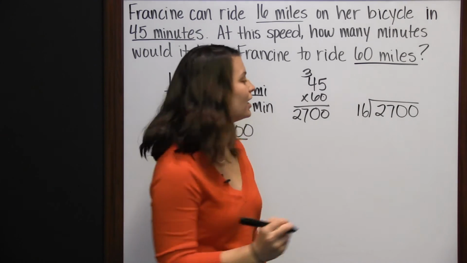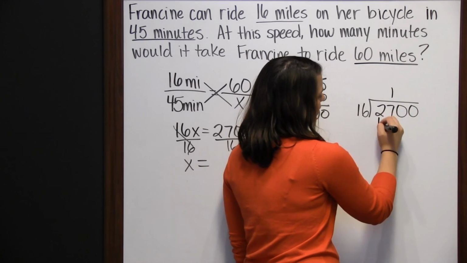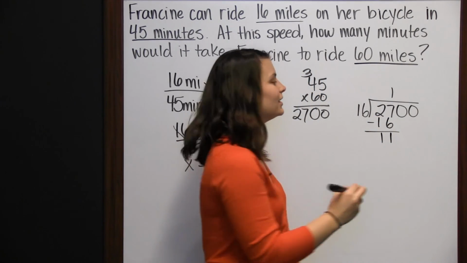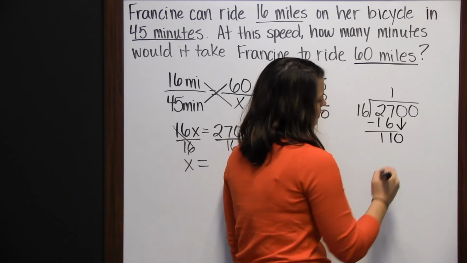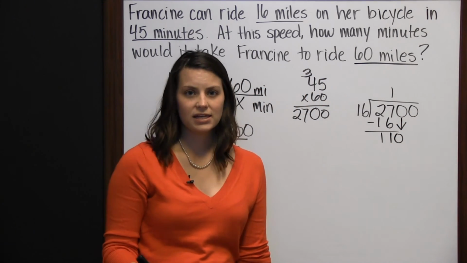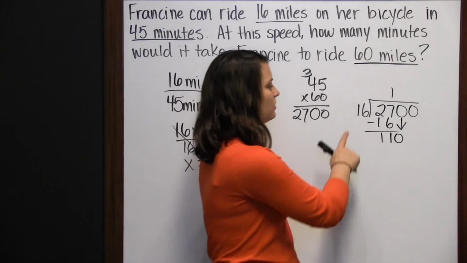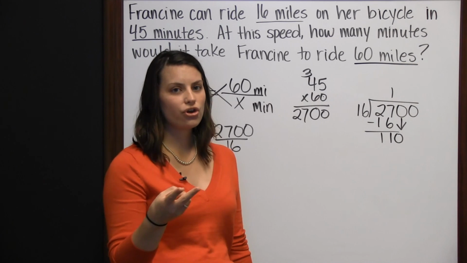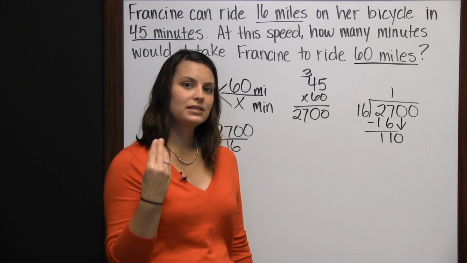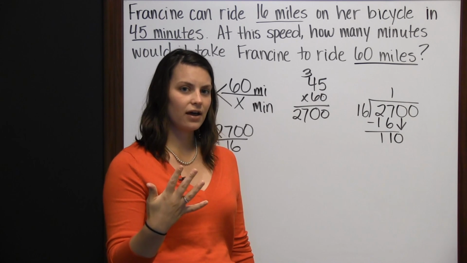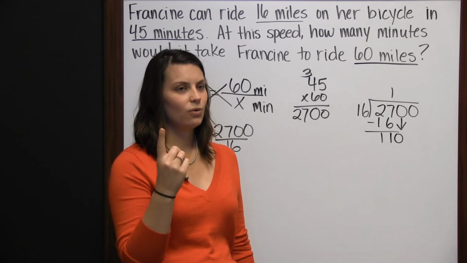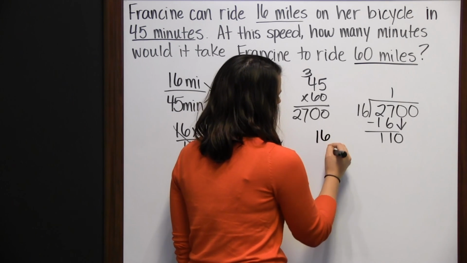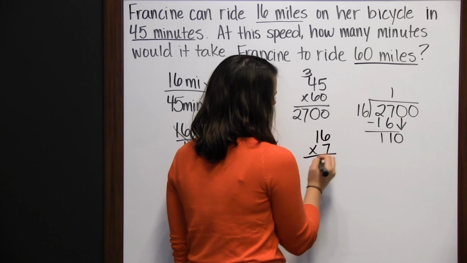16 goes into 27 one time. And that's 16, and we subtract and get 11. Then we bring down our 0. We could use 15 as a compatible number to see how many times 15 would go into 110. So we have 15, 30, 45, 60, 75, 90, 105. So 7 times. So let's see if 16 will go into 110 7 times.